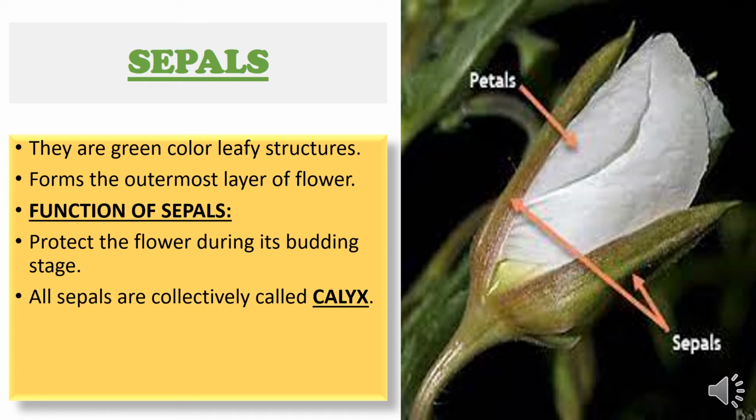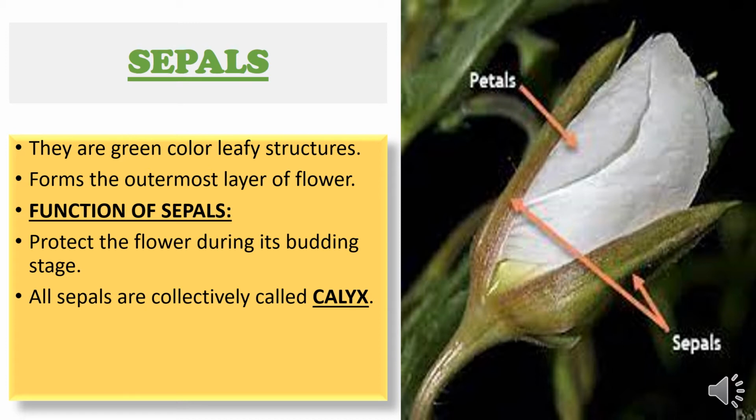What is the function of this? Why are they present? What is the need of these sepals? It protects the flower during its budding stage. Budding means when the flower is very small, a bud size, and all the sepals together is called as calyx. I'm again telling you, don't get confused between sepals and calyx. Sepals we say separately for green color leafy structures which are present below the flower, and all the sepals combined together is called as calyx.